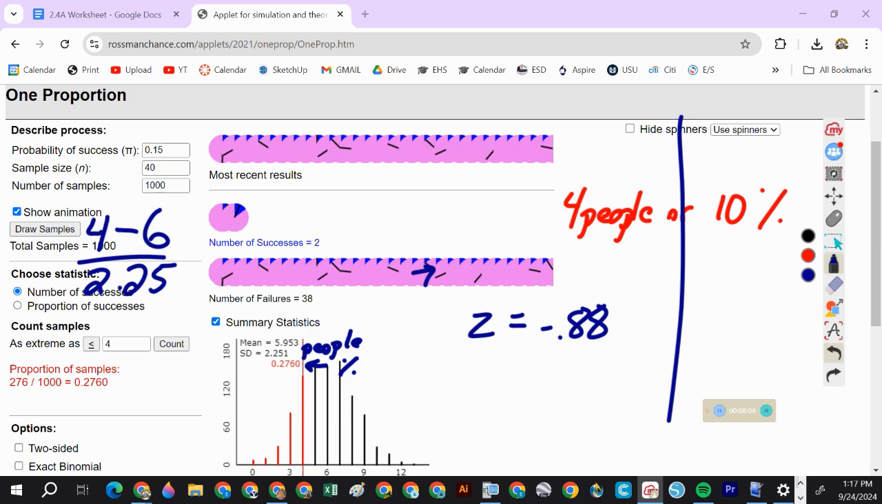Is that an unusual value? What does negative 0.88 mean? It's to the left because it's negative. And what else does it mean? It's just less than 1 standard deviation away from the average, from the expected value. Is 0.88 SDs to the left unusual?